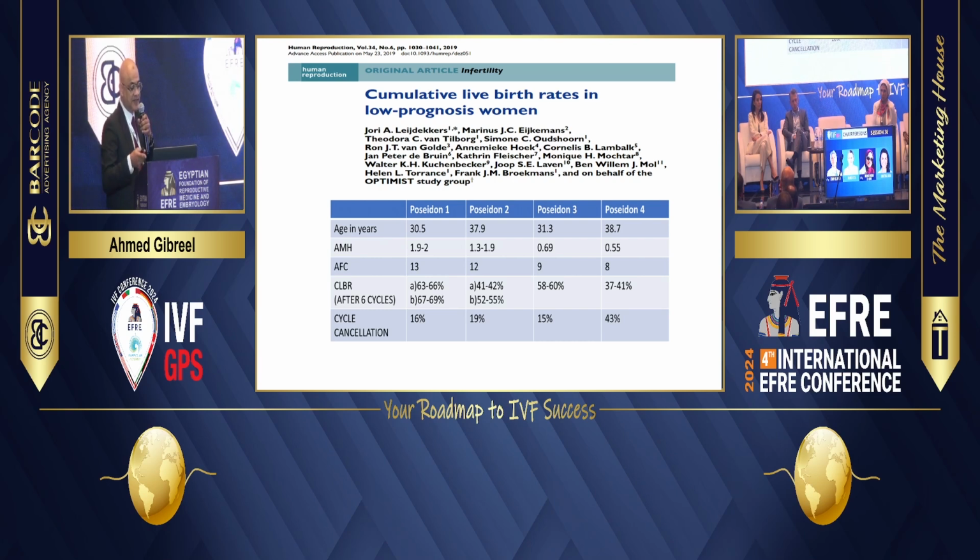But mind, in that study, the antral follicle count was 8, and the AMH was 0.5. So I don't think that this study really represented the true poor responders who sometimes had AMH 0.1 or less. So if you read between the lines, you find out this is not the group we would work on.